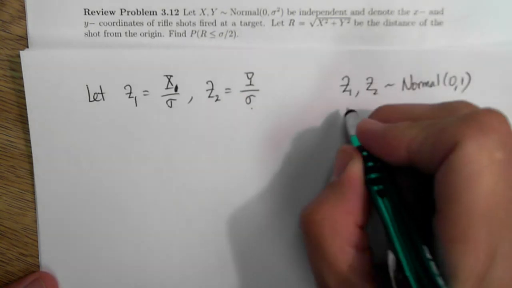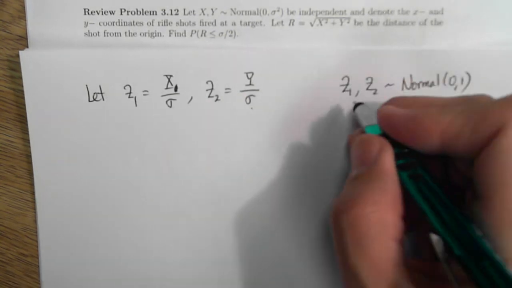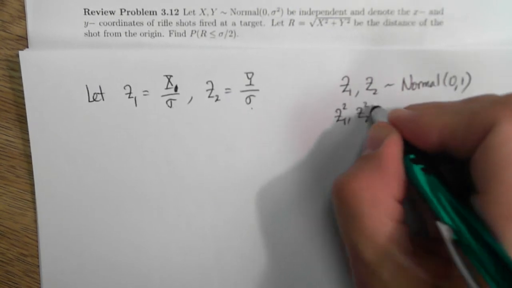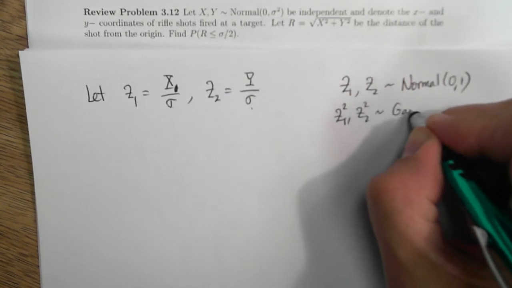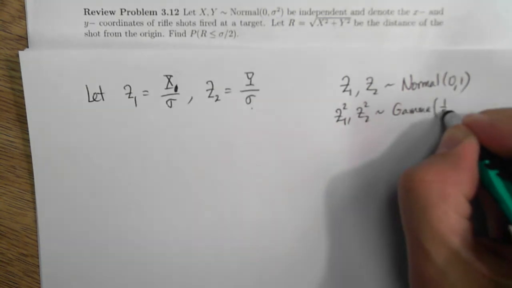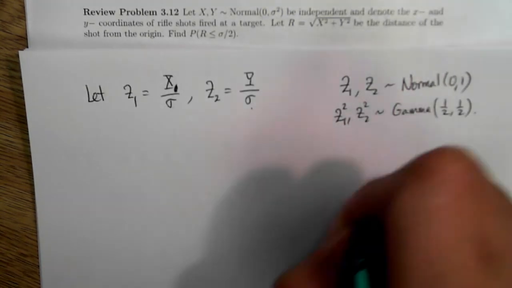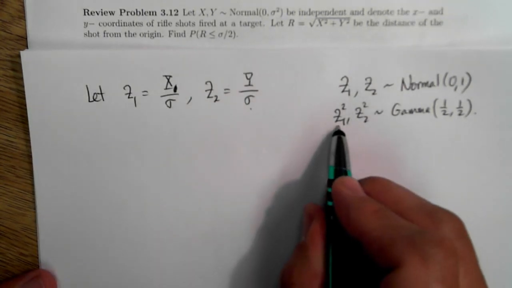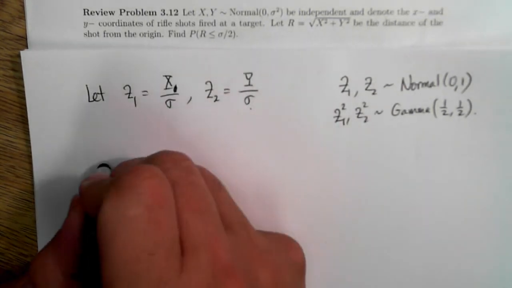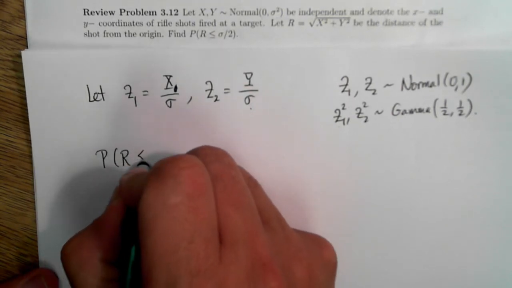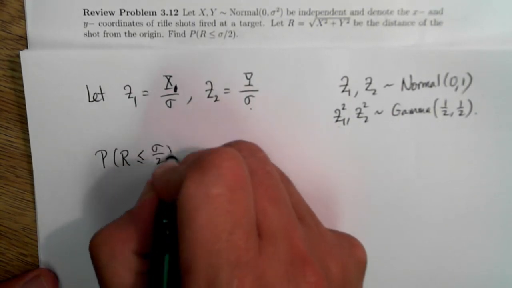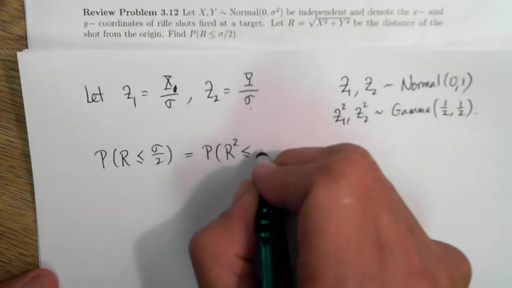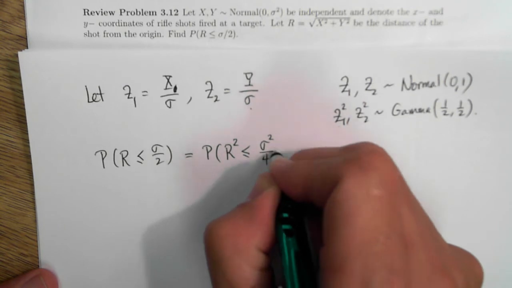And we showed in class, and actually in review problem 3.1, that if that happens, then z1 squared and z2 squared actually follow a gamma distribution with parameters 1/2 and 1/2. Okay, so that's a nice little feature that I'll use in this problem. The probability that r is less than or equal to sigma over 2, let me rewrite that as the probability that r squared is less than or equal to sigma squared over 4.